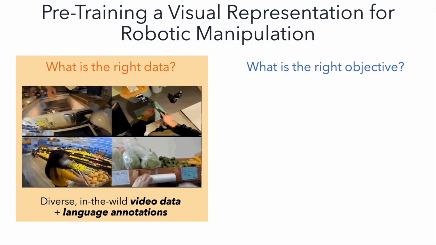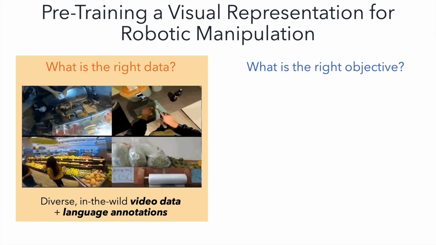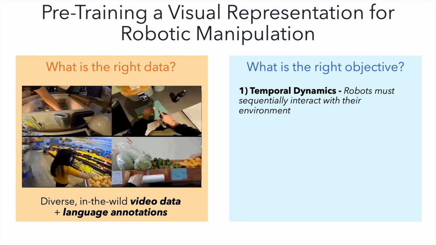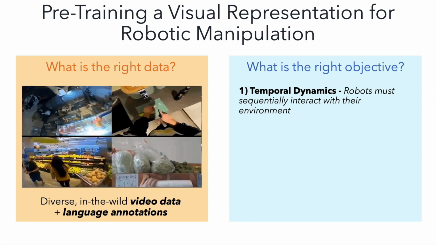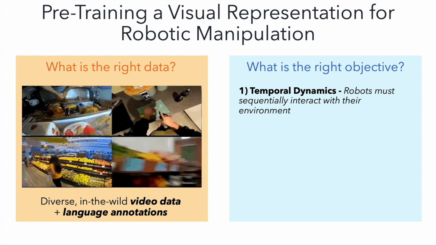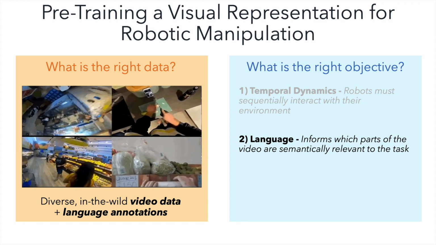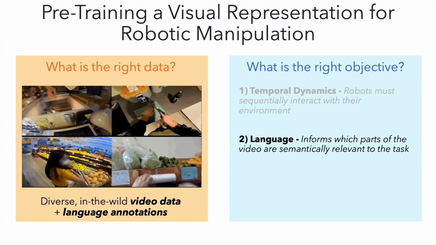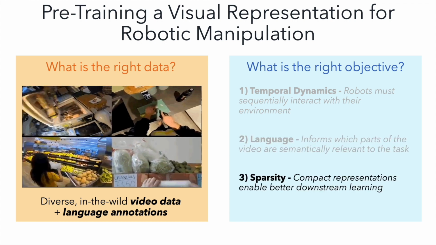Towards the right training objective, we hypothesize that a good representation for robotic manipulation contains three components. First, its features should capture temporal dynamics, as any robot using the representation must sequentially interact in its environment. Second, it should capture features predictive of language, which informs what parts of an image or video are relevant to the task at hand. And finally, to enable data-efficient downstream learning, it should be sparse and compact.